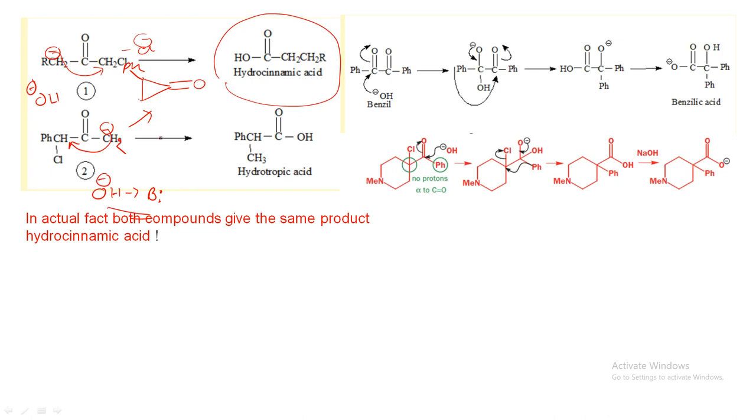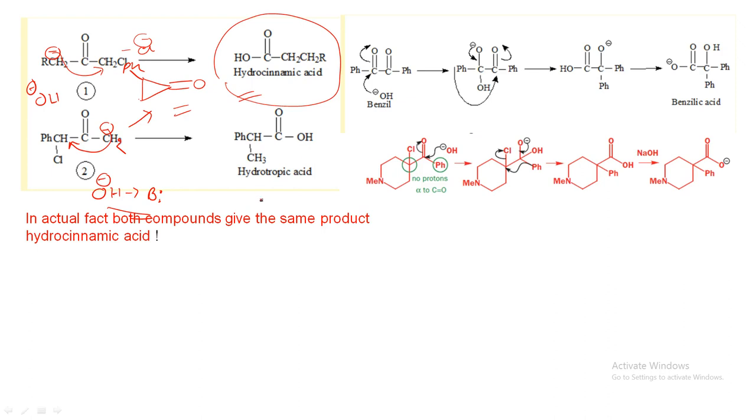So in this way they actually proved that this type of cyclopropanone type ring formation is there. So that's why both different starting materials are leading to a single product, which is this. So in this way the mechanism of Favorskii reaction is proved.